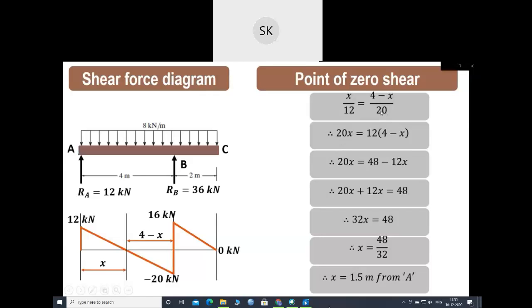Now cross multiply. So 20 into x will be equal to 12 into bracket 4 minus x. So we have cross multiplied these two particular terms. So 20x will be equal to 12 into 4, that is 48, and 12 into minus x, that is minus 12x. Now transfer this negative term on the other side, so it will become positive. So 20x plus 12x, that is 32x, and that is equal to 48. So therefore x will be equal to 48 divided by 32, that is 1.5 meter from A. So we can say that the value of x is 1.5 meter from A, where shear force is becoming 0.